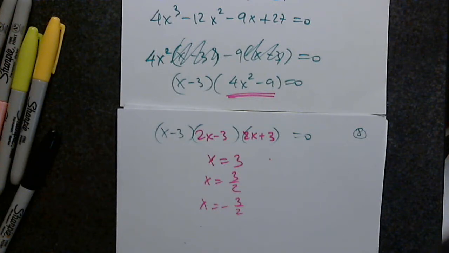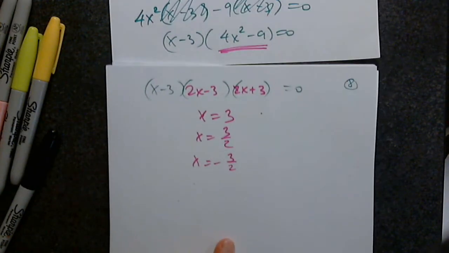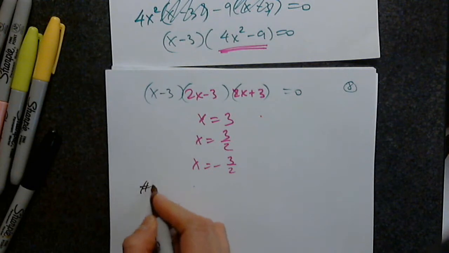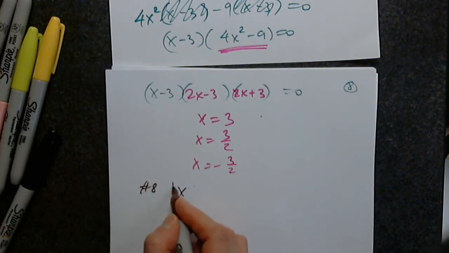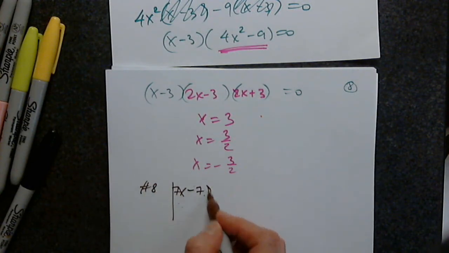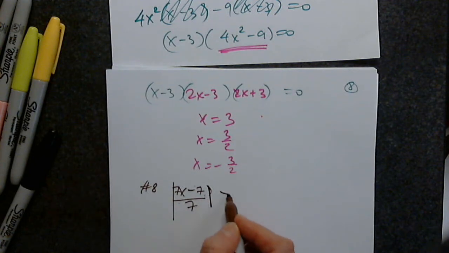Good. Awesome. I was wondering, can we go over some of the inequalities, especially when they have absolute value? Yes. So number 8, the absolute value of 7x minus 7, divided by 7, greater or equal to 9.